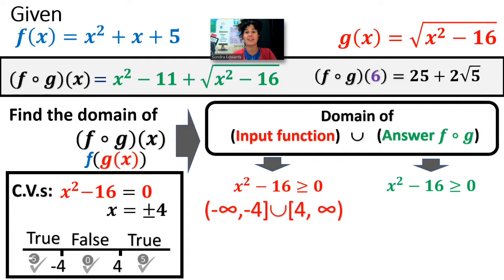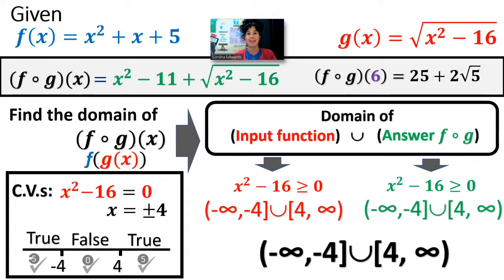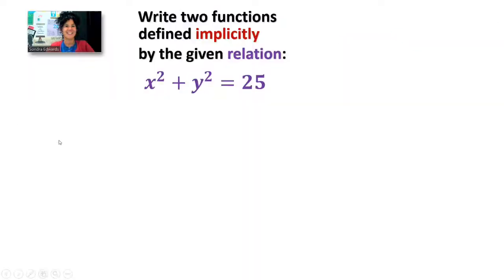Notice we end up solving the exact same inequality. So since we've already done the work, we know that the answer to this one is negative infinity through negative 4, union 4 through infinity. When we want to find the domain of f comp g of x, we're going to take the domain of the input function and the domain of the answer to f comp g, and we're going to merge the two. But because they're exactly the same thing, that is our final answer for the domain.